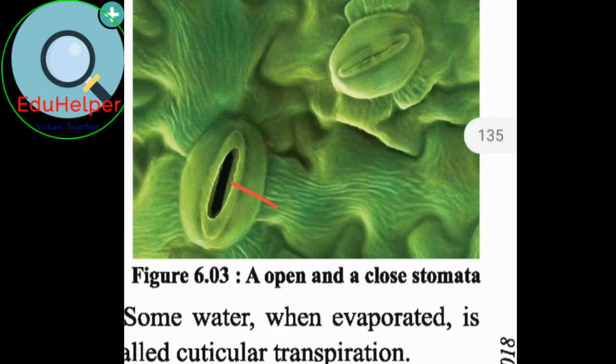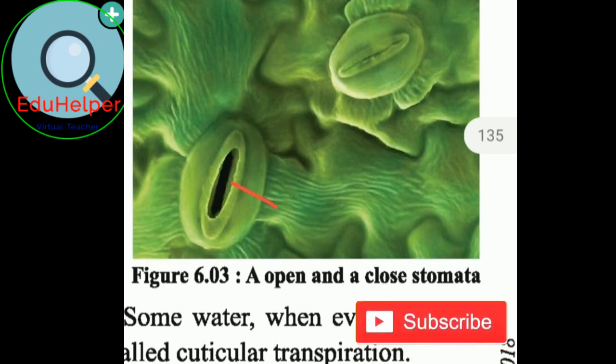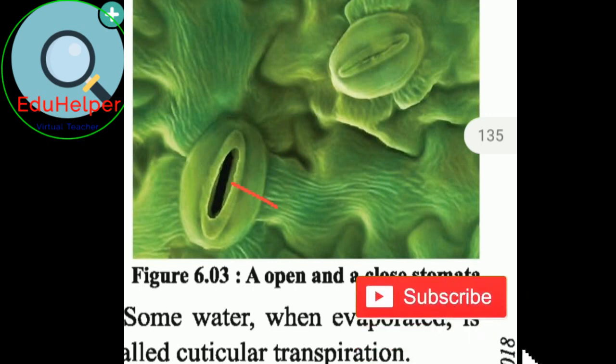There are two important cells, called guard cells. These are guard cells. So guard cells help to open and close the stomata. So first of all, I am going to describe what transpiration is.